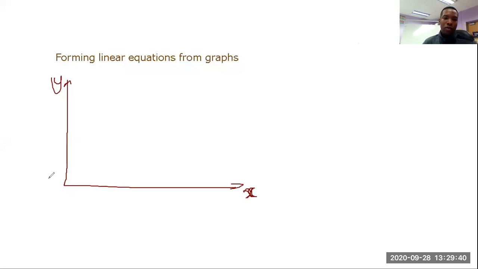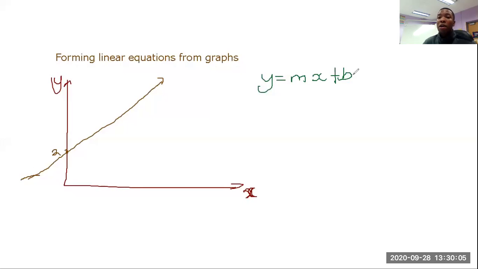All right, so say for instance, we have this graph right here, bam. And let's say it goes through 2. This is how we're gonna start solving these problems. I feel like it's a lot easier. I'm gonna write y equals mx plus b. All right, y equals mx plus b. And so when I write my equation out, if I get a graph and they ask what's the equation of the line, I'm going to go ahead and write my equation out. That's where I'm gonna start.